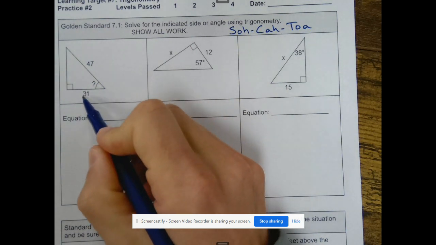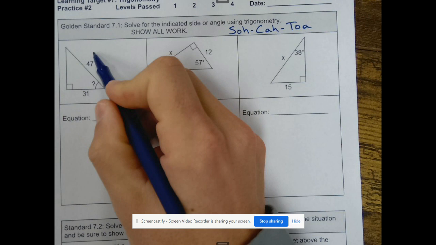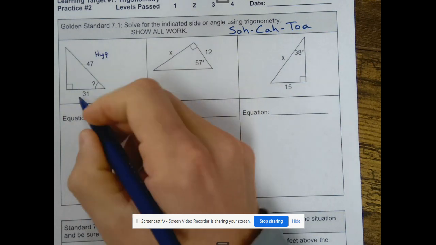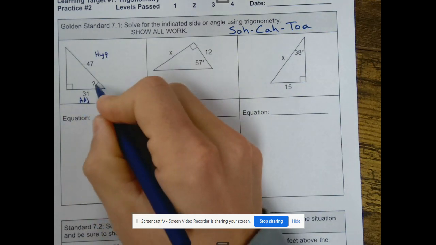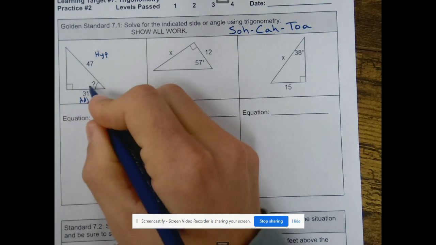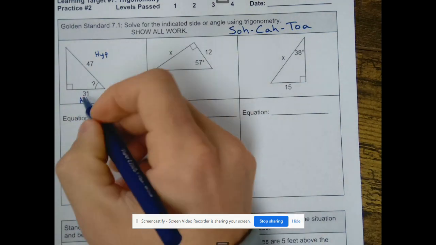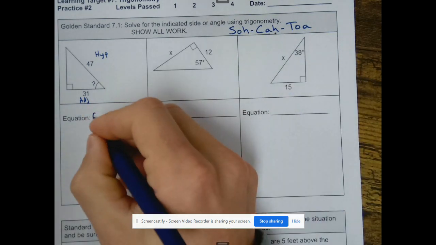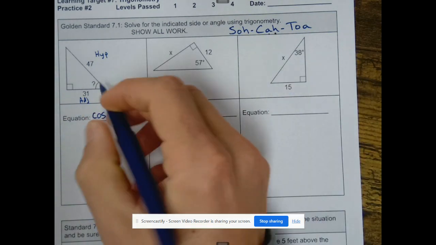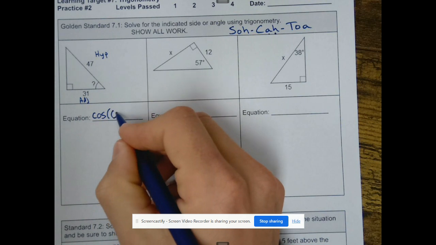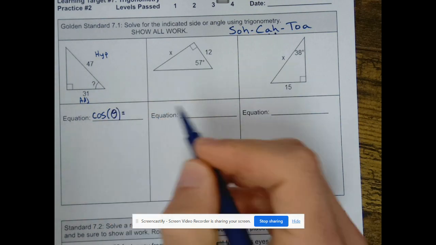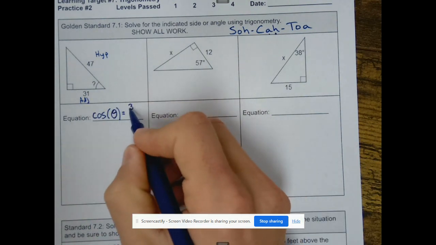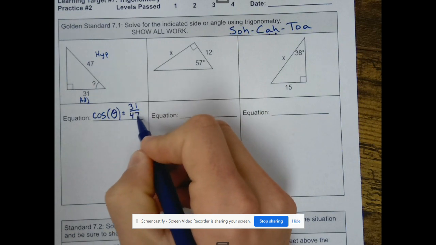We have what two sides? The hypotenuse, and we have the adjacent side. It is next to our reference angle. It connects the reference angle and the right angle. So with adjacent and hypotenuse, we're going to use cosine. And we don't know what our angle is, so cosine of theta equals adjacent 31 over hypotenuse 47.